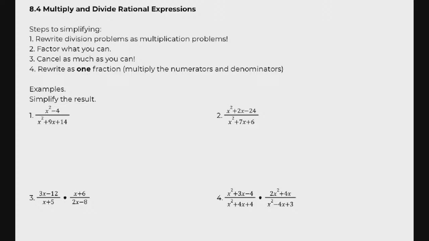8.4 is multiply and divide rational expressions. So to simplify, we want to first rewrite division problems as multiplication problems, factor what we can, cancel out as much as you can, and then rewrite as one fraction. So multiply the numerators and denominators.